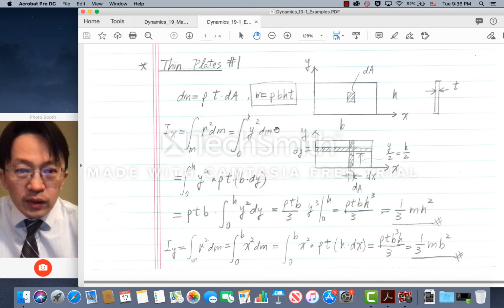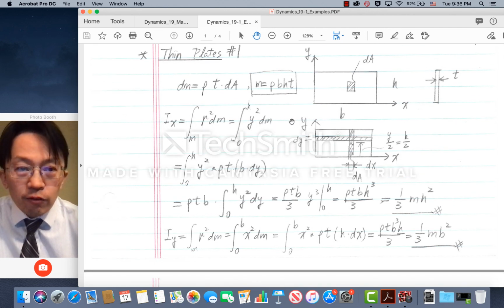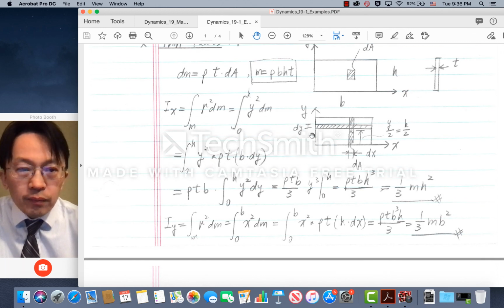When we plug all this into this integral, if you're finding the mass moment of inertia with respect to the x-axis, then you have to choose the unit volume not perpendicular to the x-axis but parallel to the x-axis.